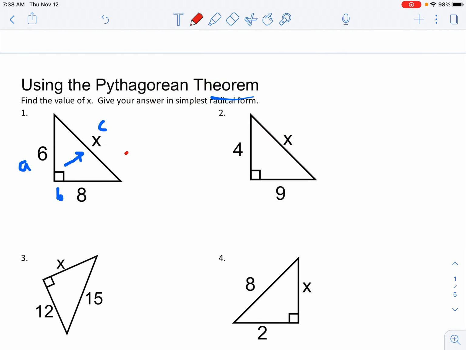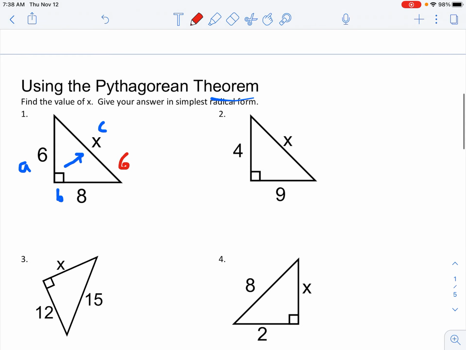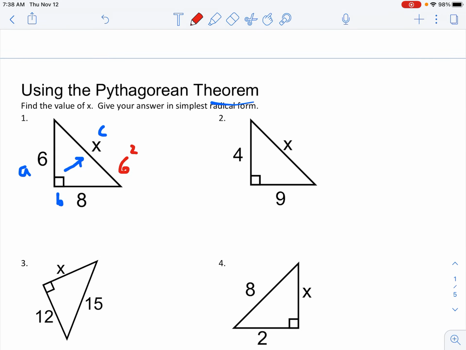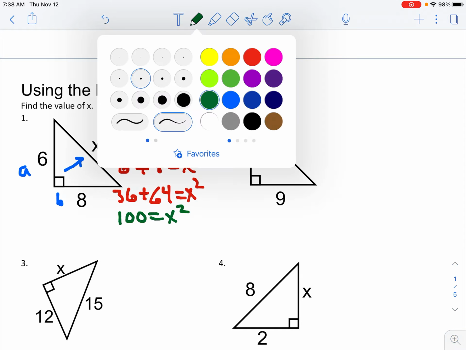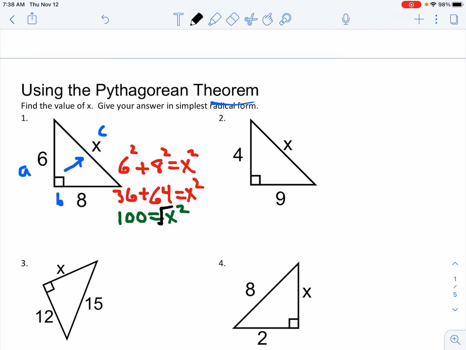Now, when I plug it into the formula, A squared, so 6 squared, plus B squared, so 8 squared, equals C squared. This time X is on the right-hand side, so I'm going to clean this up. 6 squared is 36, 6 times 6. 8 squared is 64, 8 times 8. That should equal x squared. On the left side I can combine like terms, so 36 plus 64 gives me 100, and that's equal to x squared.